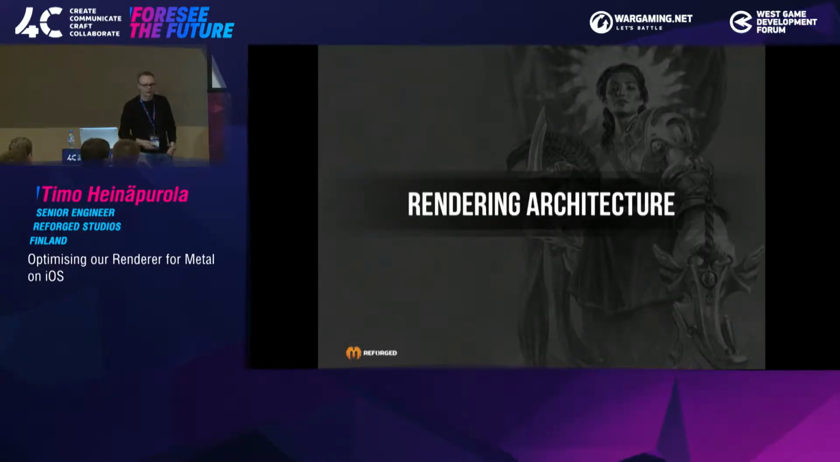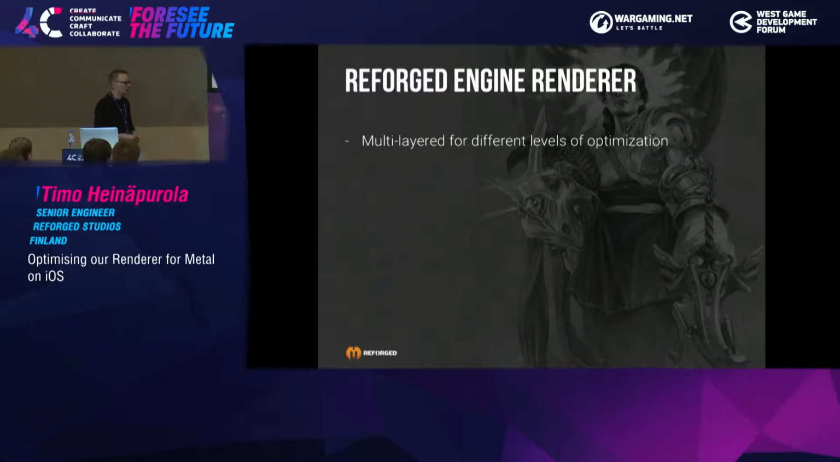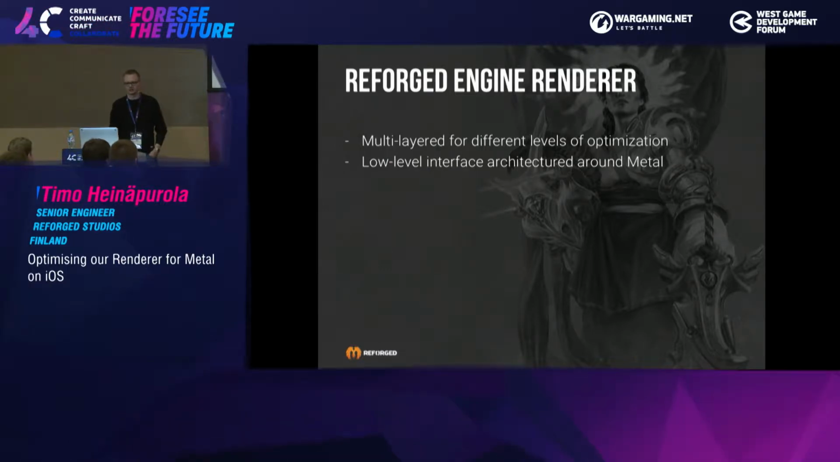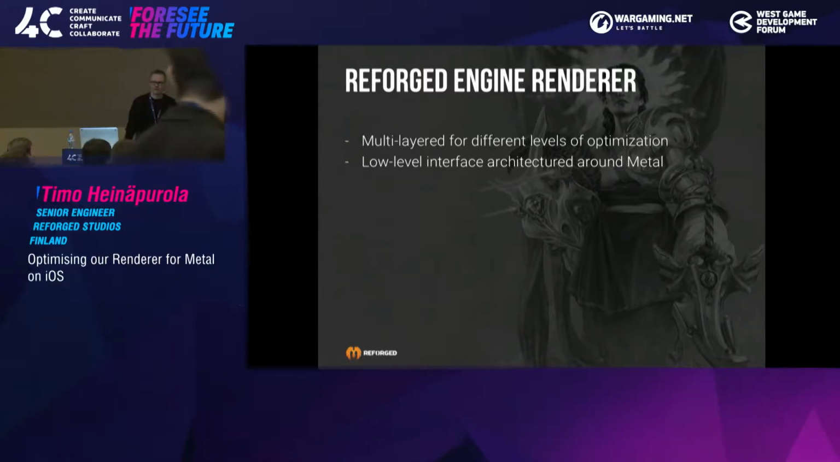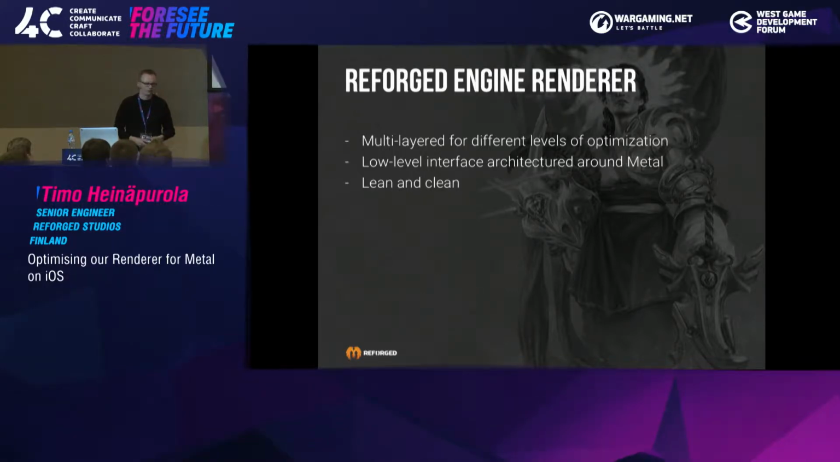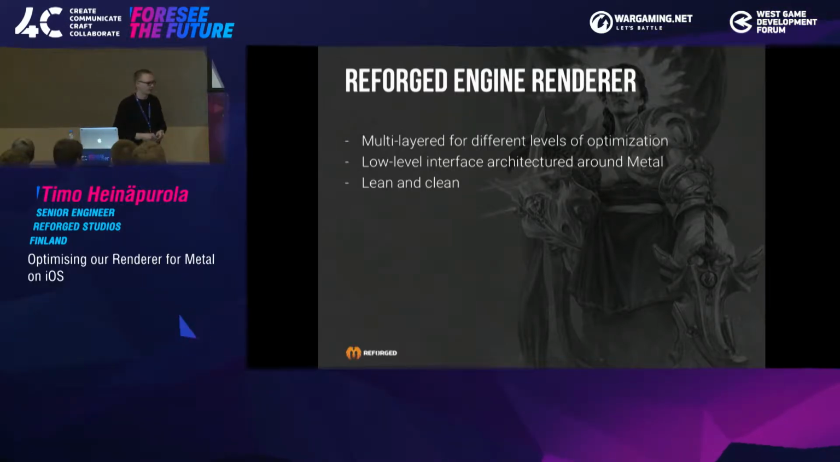So let's start with the rendering architecture stuff then. The Reforged engine is multi-layered. Each layer has its own optimization capabilities, of course. The lowest layer is architectured around Metal. This allows us to take advantage of a lot of the architectural optimizations built into Metal on a higher level in the engine as well. And also, we put a lot of emphasis into writing lean and clean code. This helps existing engineers on the team to move between features and new people to come into the team and start working on stuff.